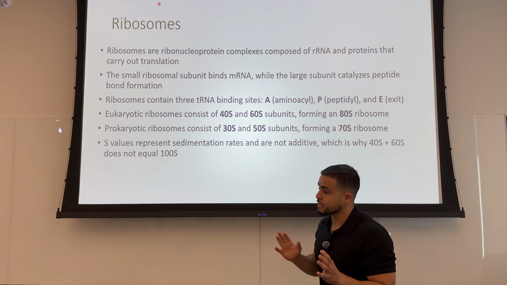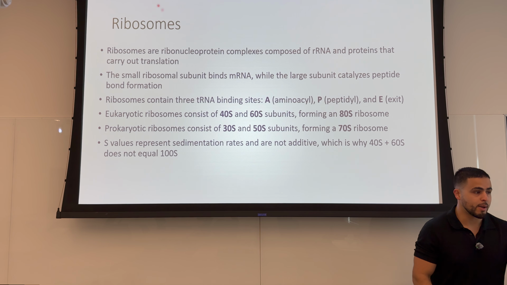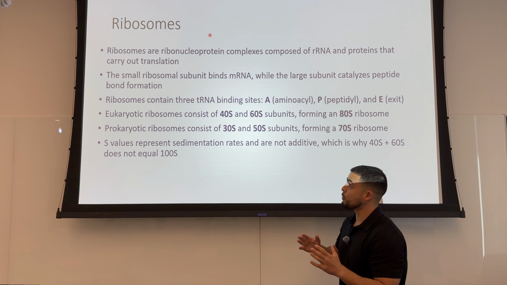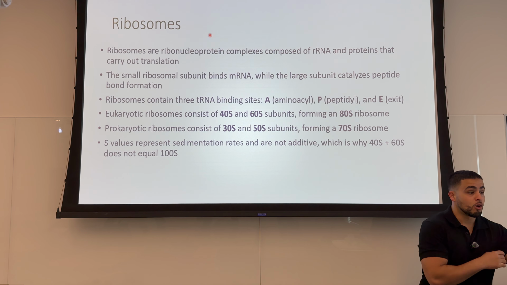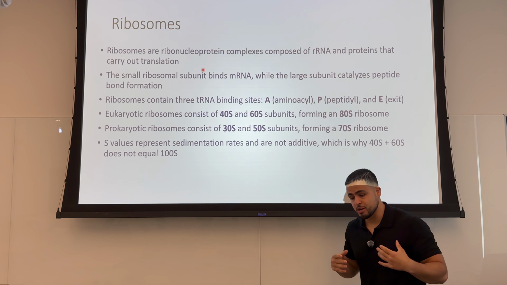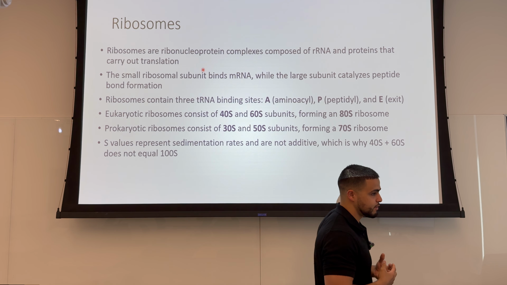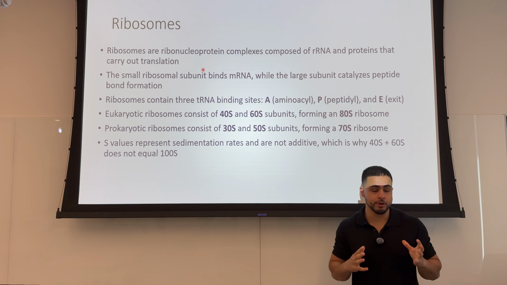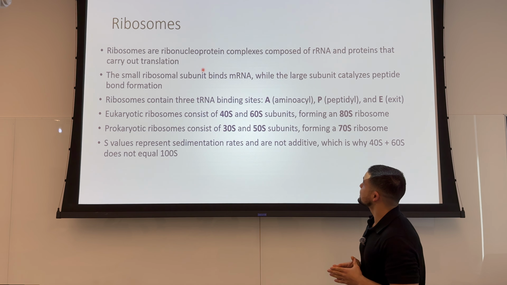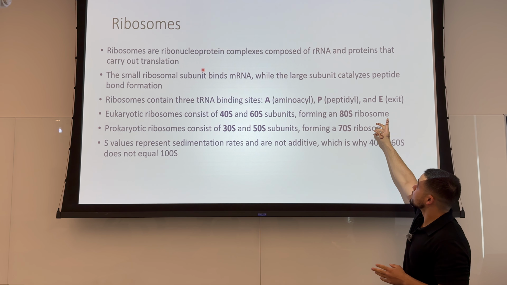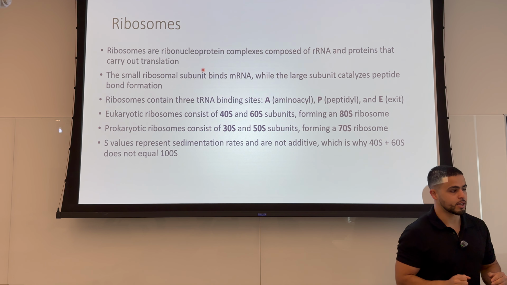We're going to start with a light discussion on the structure and the different components of ribosomes. So ribosomes are ribonucleoproteins. That just means that they're a mixture of RNA, specifically ribosomal RNA, and proteins, and they carry out translation. The small ribosomal subunit binds mRNA, whereas the large subunit is responsible for forming that peptide bond, so the catalytic activity. Ribosomes contain 3 tRNA binding sites specifically. So they contain the aminoacyl, or the A site, the peptidyl, or the P site, and finally the exit, or the E site. Now, more on this in the next slide, and we'll clarify these with a diagram.